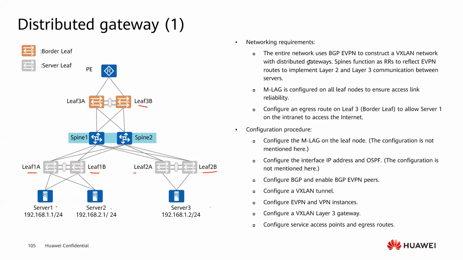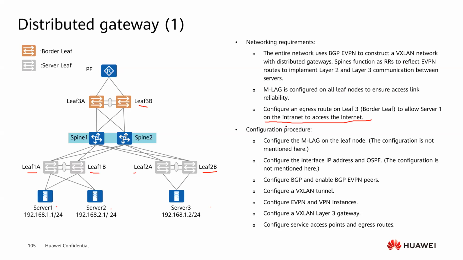And let's look at what we need to configure. The requirement is we need to use BGP VPN to construct the VXLAN network, and it should be deployed in the distributed gateway mode. And the spines function as RRs to reflect VPN routes to implement Level 2 and Level 3 communication between servers. And M-LAG is configured on all leaf nodes to ensure access link reliability. And configure egress routes on Level 3 to allow server 1 to access the internet. So let's look at the configuration procedure.